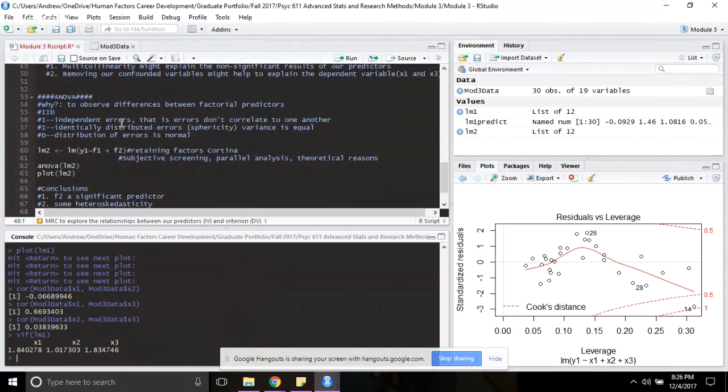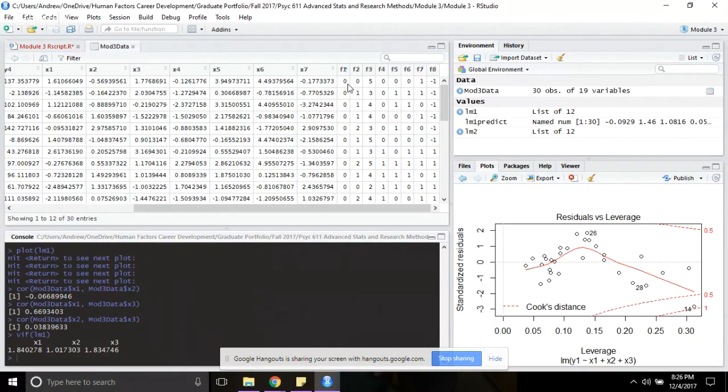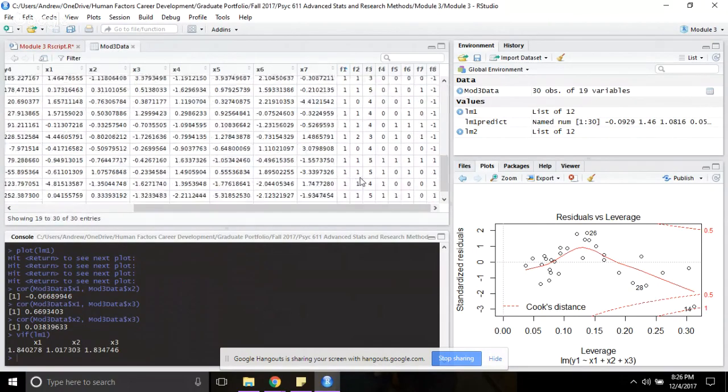Moving on to ANOVA. Why do we do it? We do it to observe the differences between our factorial predictors. For this, I used F1 and F2, so we're comparing those.